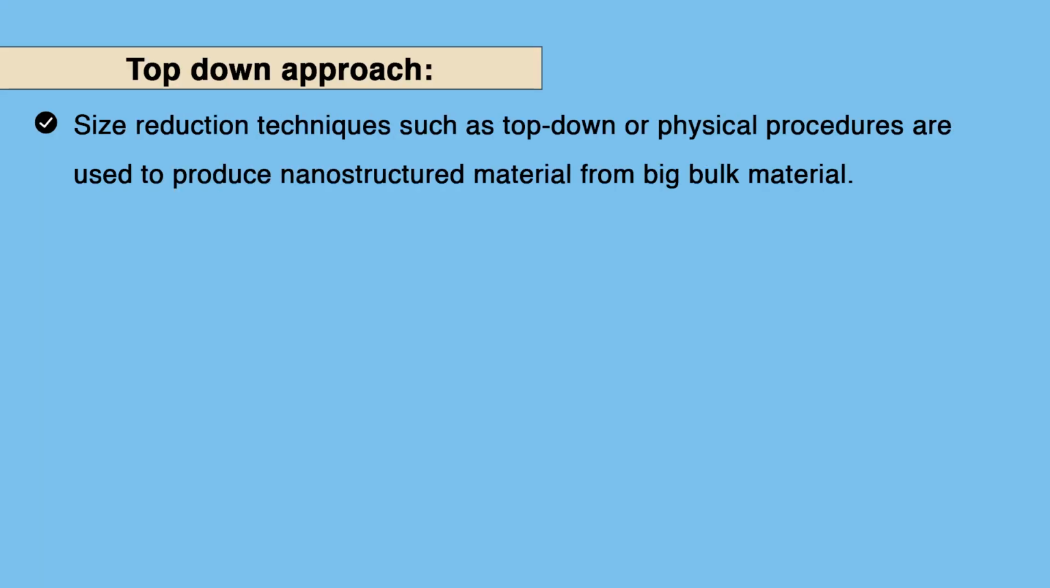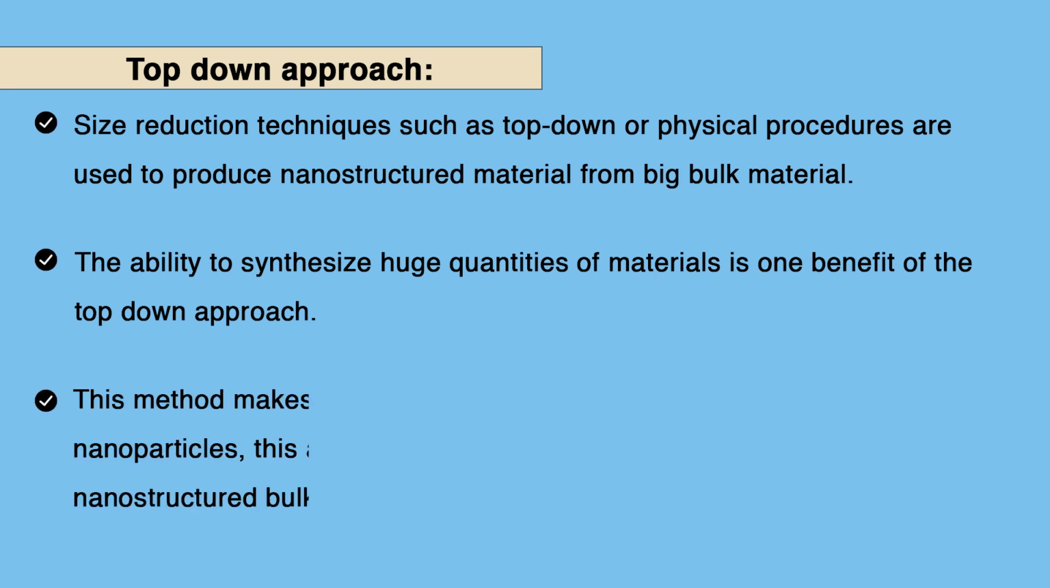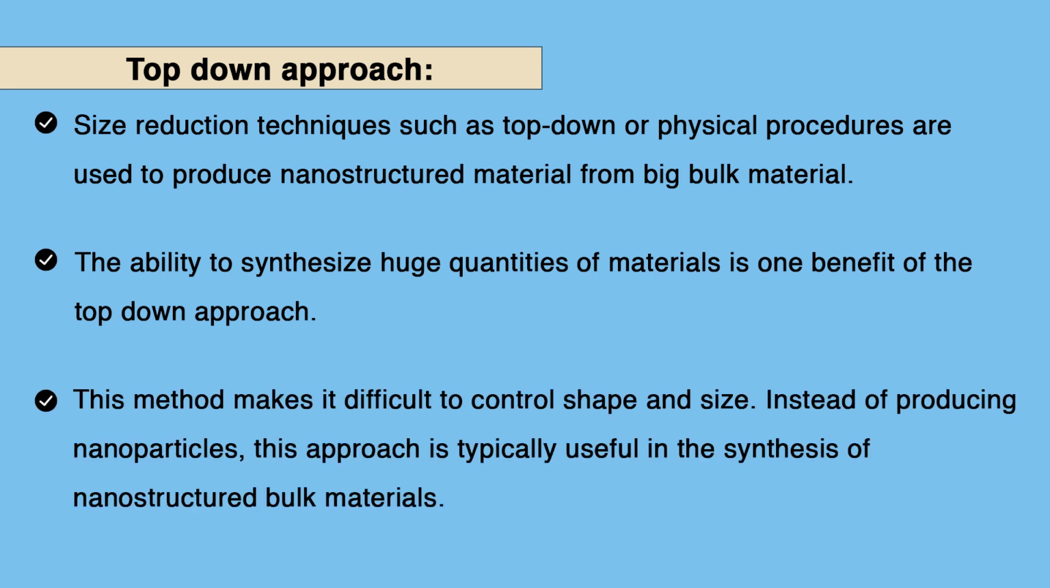The second one is the top down approach. I will introduce what the top down approach is. Size reduction techniques, such as top down or physical processes, are used to produce nanostructured material from a big bulk material. The ability to synthesize huge quantities of material is one benefit of the top down approach. However, this method makes it difficult to control the shape and the size.